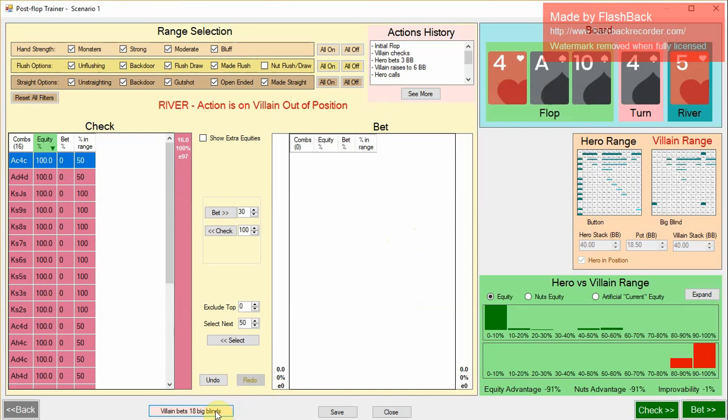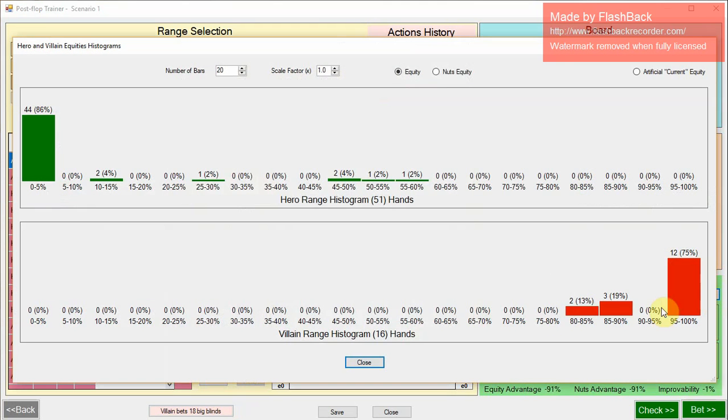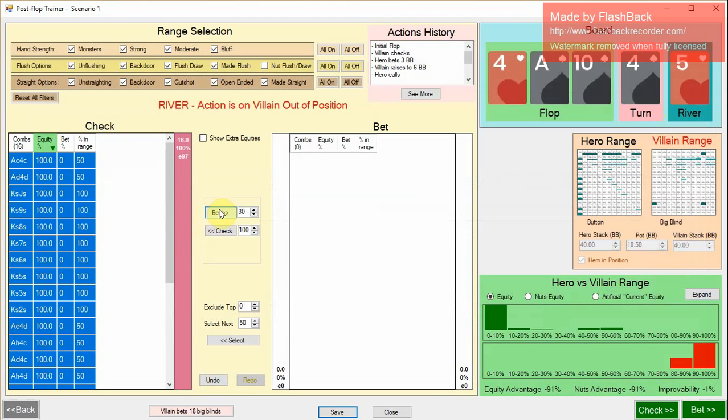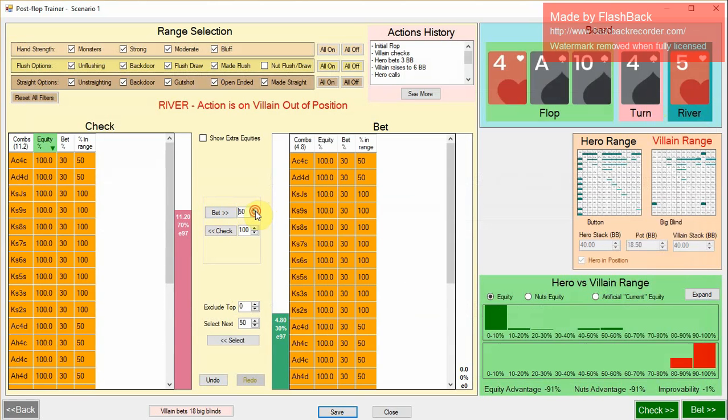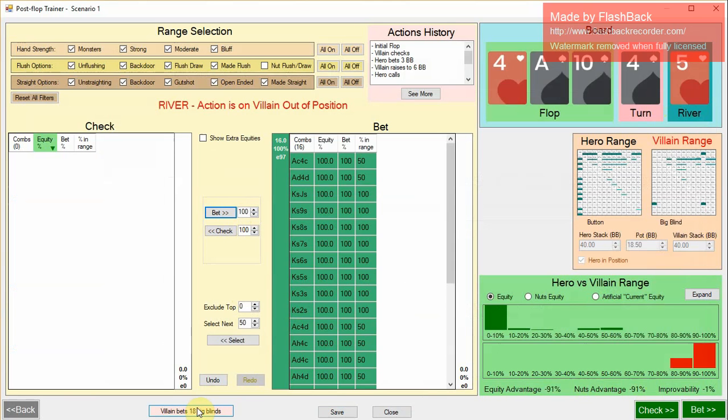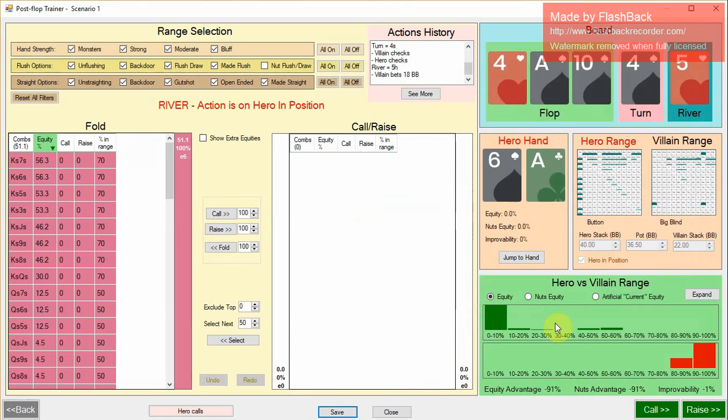And now what happened is the villain bet 18 big blinds. So what range is the villain going to do that with? Well, the villain doesn't actually have that many hands left now. And in fact, as we know, looking at the histogram, all the villain has is value hands. And I think the villain would now bet all of their hands. They've got full houses, they've got flushes, they've got everything. I think the villain's betting range here, let's whack that up to 100, is everything. So we say villain bets 18 big blinds. We're back on the hero again.